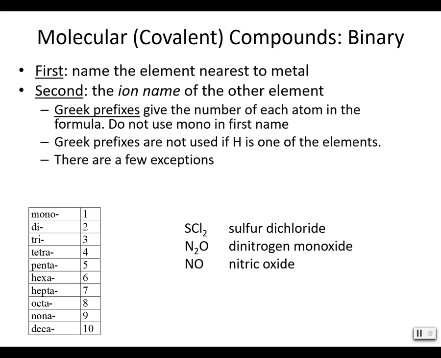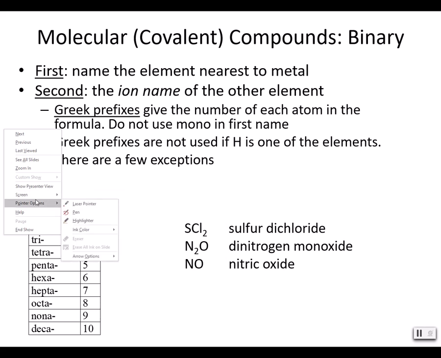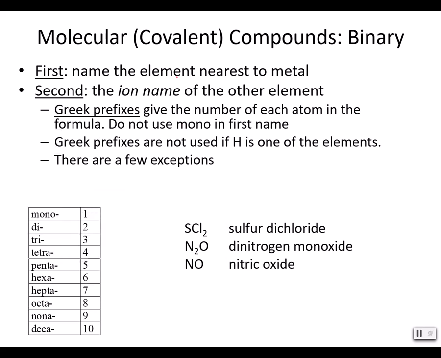There are two important caveats to these rules. Let me get my little pointer here so I can highlight them for you. The two caveats are, first, that if you have one of the first element, you do not use mono. So for example, SCl2 is not monosulfur dichloride, it's just sulfur dichloride. If you have one of the second element, you do use mono. So for example, CO is a binary molecular compound. The name would be just carbon, but you do use mono for the second, so it's carbon monoxide.